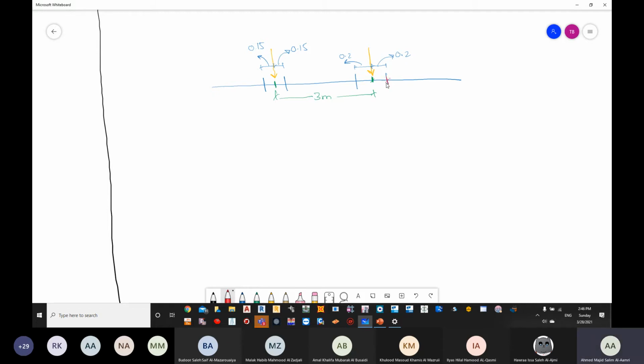The distance from here to here, from here to here, how much is it? From here to here, how much is it? And then the distance from here to here. Remember in the previous A and B, the small letters, we calculated from the center of the column. We said that this one is how much, and this one is how much?